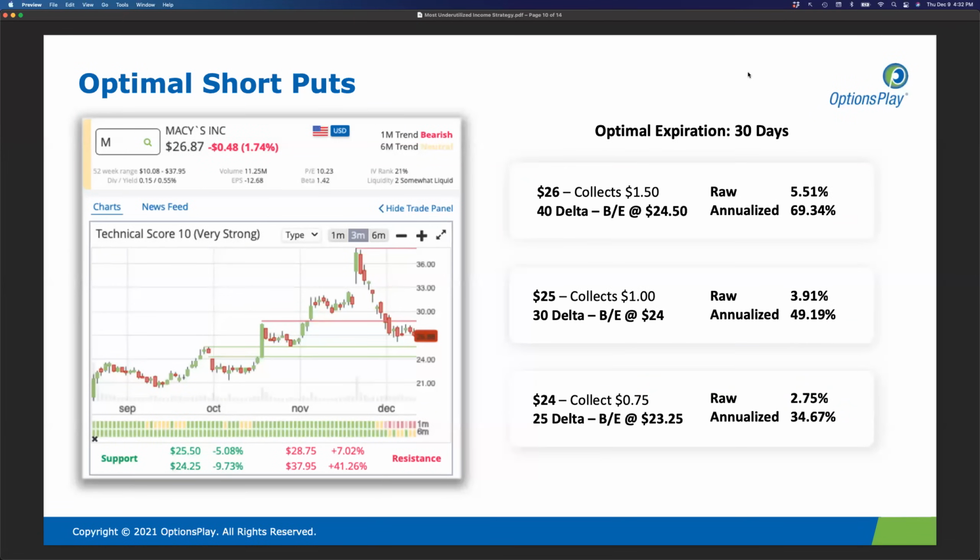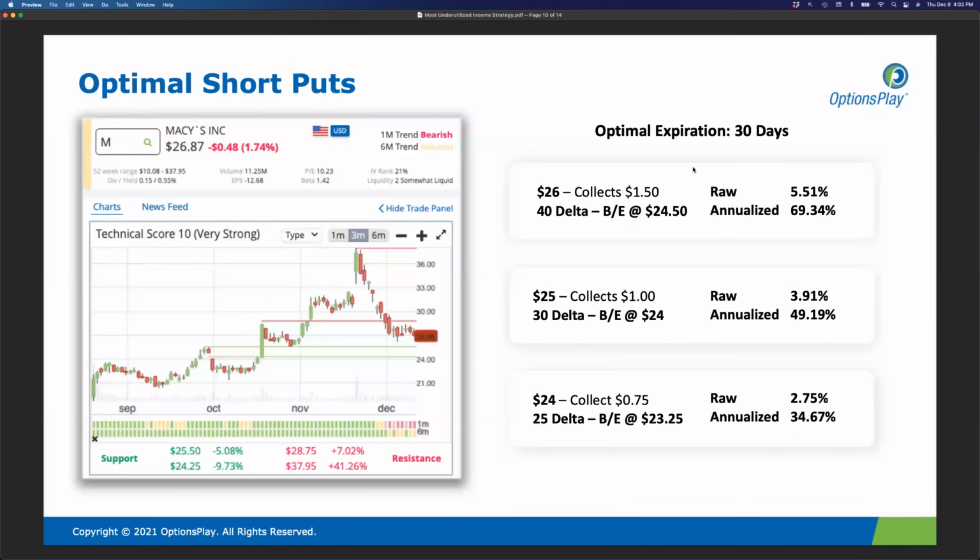So next, I want to do a little bit of an exercise here. And I want to get everyone's thought process on this front. So, this is the chart of Macy's. I've shown this to you before. It's a clear uptrend. It went a little parabolic. I believe this was on earnings, and the stock has pulled back significantly.